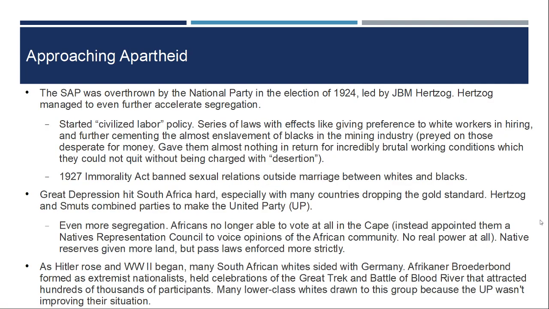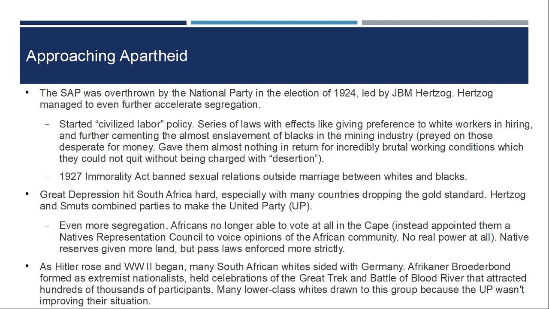So as we move into the 1920s, the South African Party is going to be overthrown by a party that you're going to want to be really familiar with. It's the National Party. They are led by this guy, JBM Hertzog, and he's actually going to manage to even further accelerate segregation. He has a series of laws that are referred to as the civilized labor policy.